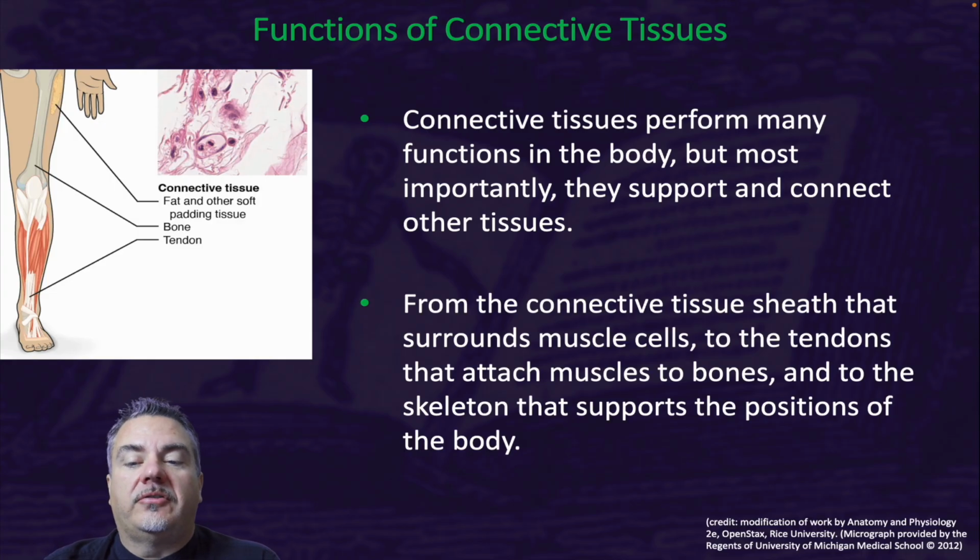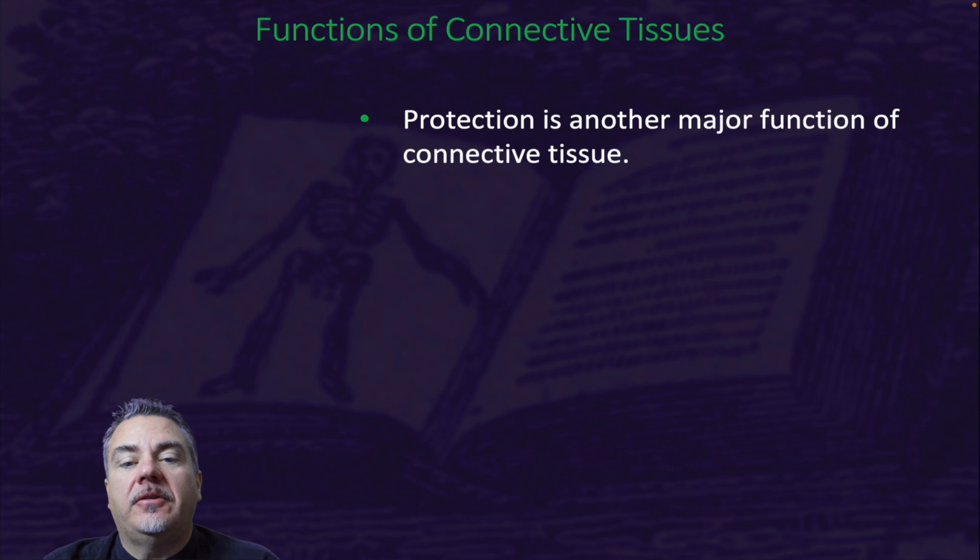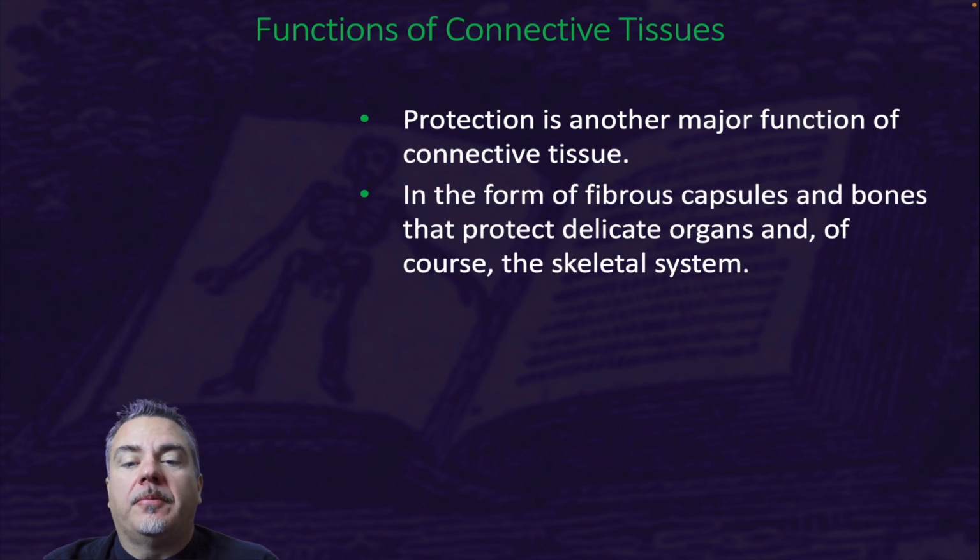From the connective tissue sheath that surrounds muscle cells, to the tendons that attach muscles to bones, and to the skeleton that supports the positions of the body. Protection is another major function of connective tissue, in the form of fibrous capsules and bones that protect delicate organs, and of course, the skeletal system.